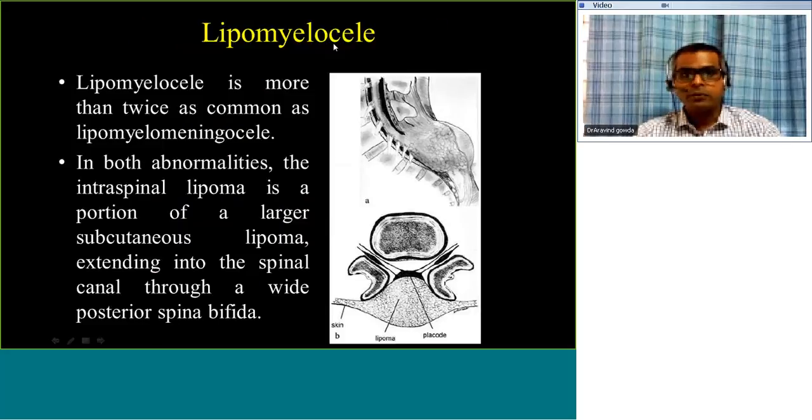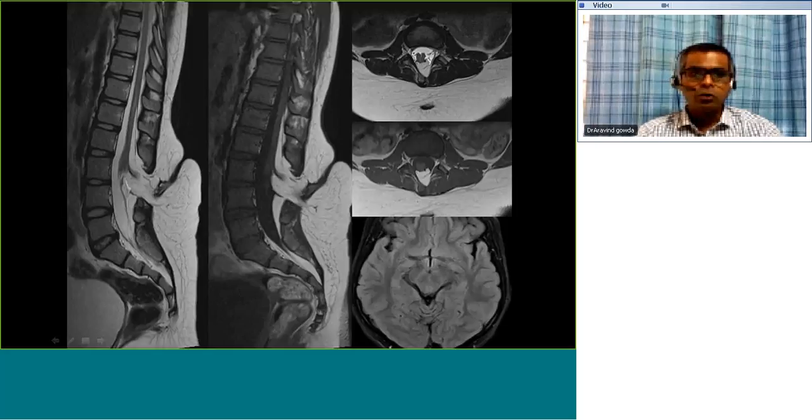So a lipomyelocele is twice as common as lipomyelomeningocele. In both abnormalities, the intraspinal lipoma is a portion of a larger subcutaneous lipoma. So a larger subcutaneous lipoma will be there. Additional to that, there will be an intraspinal lipoma also, which extends into the spinal canal through a wide posterior spina bifida. So this is the way to differentiate between lipomyelomeningocele and lipomyelocele.